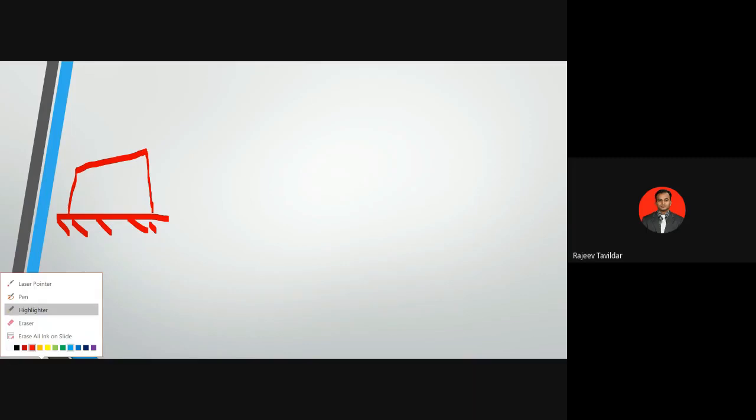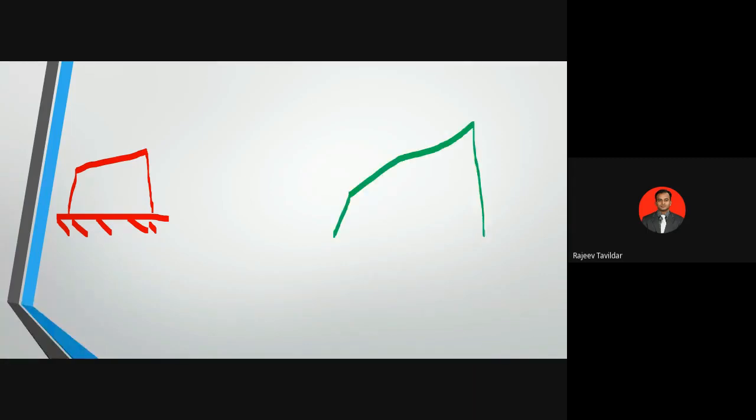So let me just draw one mechanism over here. Okay. And let me take one more example. Something like this. Okay. So this is example 1 and example 2 of mechanism.